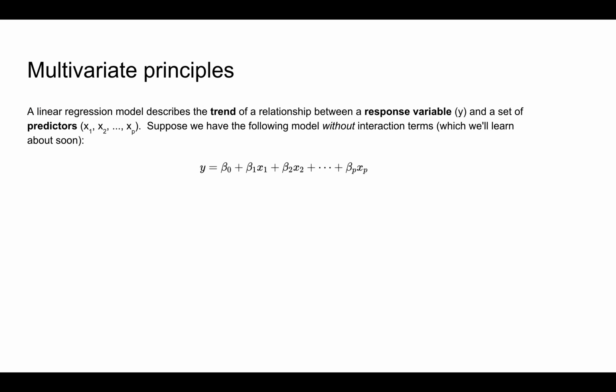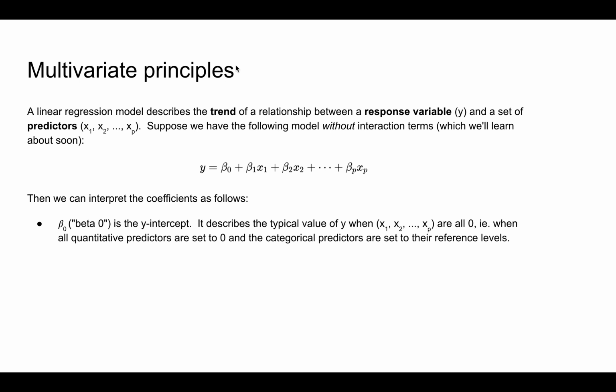Now, this final slide just summarizes the principles that we've discussed throughout this video. To start, a linear regression model in general describes the trend of a relationship between a response variable y and some set of predictors, x1, x2, up to xp, where again we're using subscripts to just distinguish between different predictors. Then suppose we have the following model without interaction terms, something that we'll learn about in the future, but it's important to mention here. Then in this case, we can interpret the coefficients as follows, paying special attention, of course, to whether or not we're talking about a categorical predictor or a quantitative predictor.